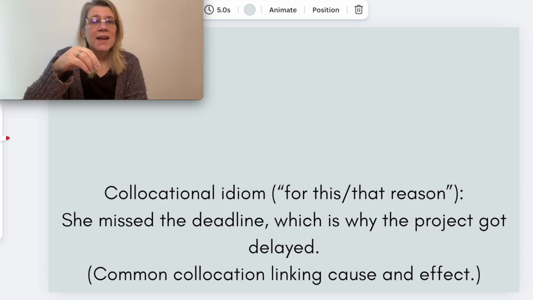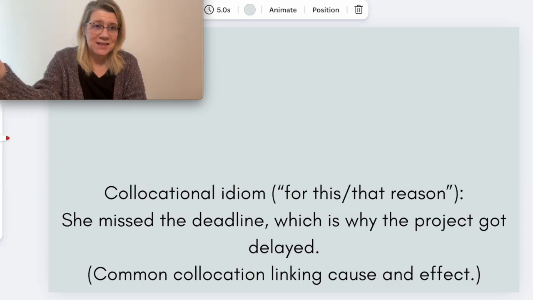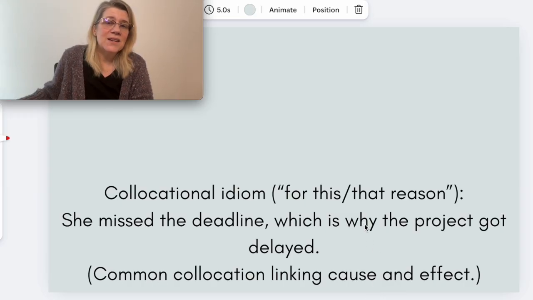We use why to mean for this or for that reason. "She missed the deadline, which is why the project got delayed." So this why, we're using the word why, but it's not a question. "She missed the deadline, which is why." You could just substitute, which is the reason the project got delayed.